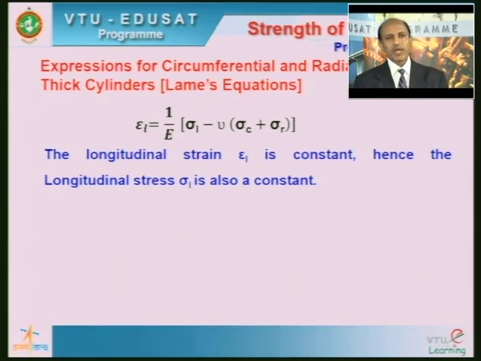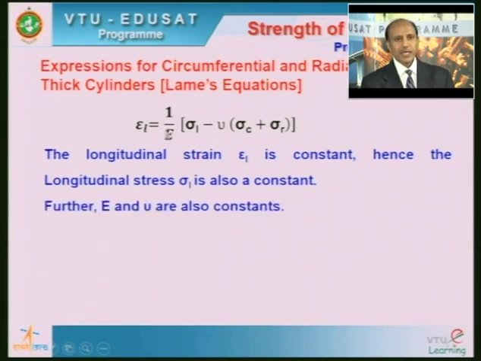Now, it is important to note that we have stated that the longitudinal strain epsilon L is a constant. We have said that. So if the strain epsilon L is constant, please understand that the stress sigma L is also constant. The next one is that the material properties E and nu are also constant. So what we are saying is that this is constant, this is constant, this is constant, and that is constant. If these four parameters are constant, what we are suggesting is that the summation of these two stresses should be a constant.